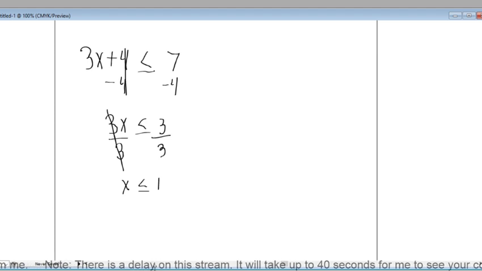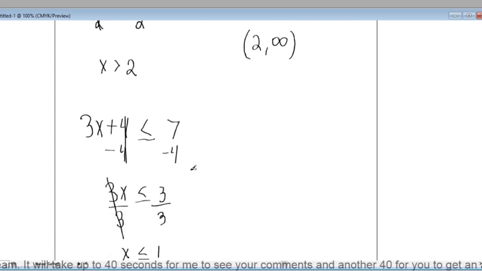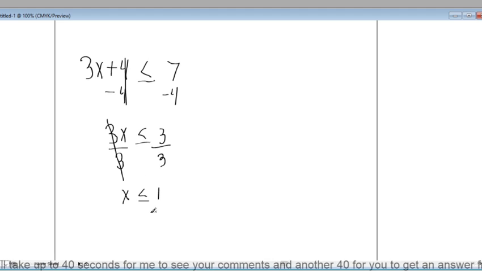Okay, so with our previous example, again, we said that x had to be just greater than 2. Just greater than. We could not have 2 be a solution for x. Here, though, this now says that we can have something smaller than 1 or equal to 1. So let's try that out. Let's put in 1. 3 times 1 is 3. 3 plus 4 is 7. 7 is indeed less than or equal to 7.